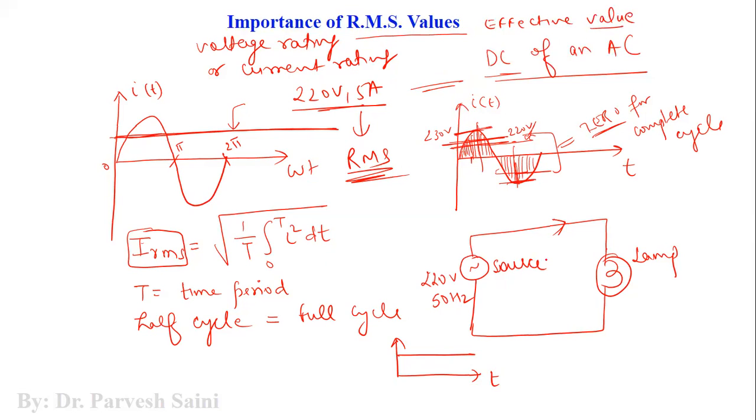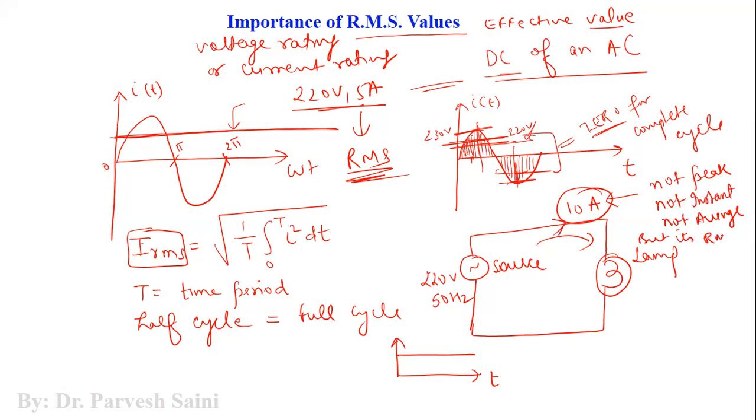So if I say that some 10 ampere current is flowing in this wire, this 10 ampere is not the peak value. It is not the instantaneous. It is not the average, but it is RMS.